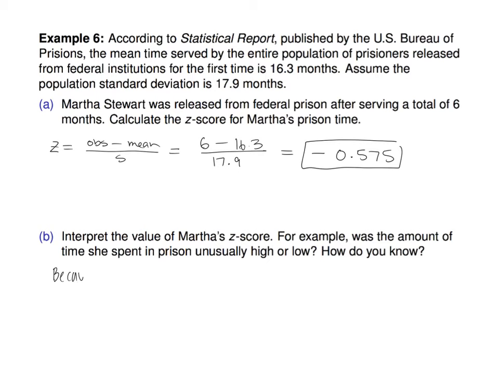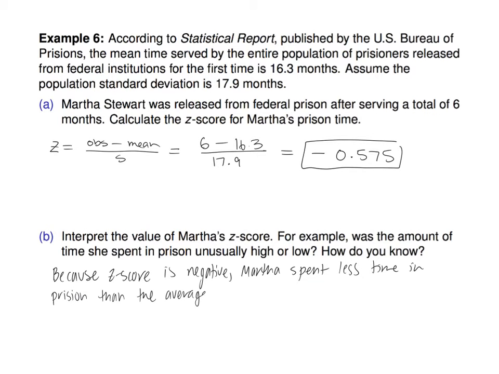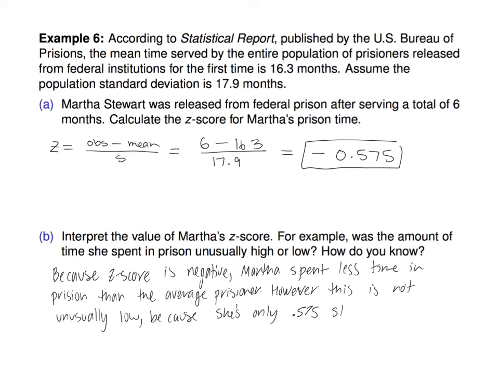So because the z-score is negative, Martha spent less time in prison than the average prisoner. However, this is not unusually low. Because she's only 0.575 standard deviations below the mean.